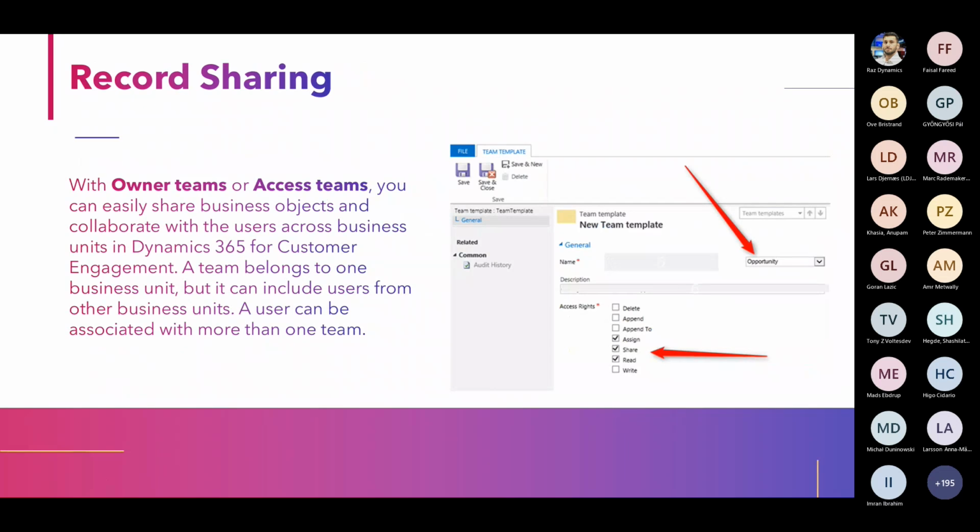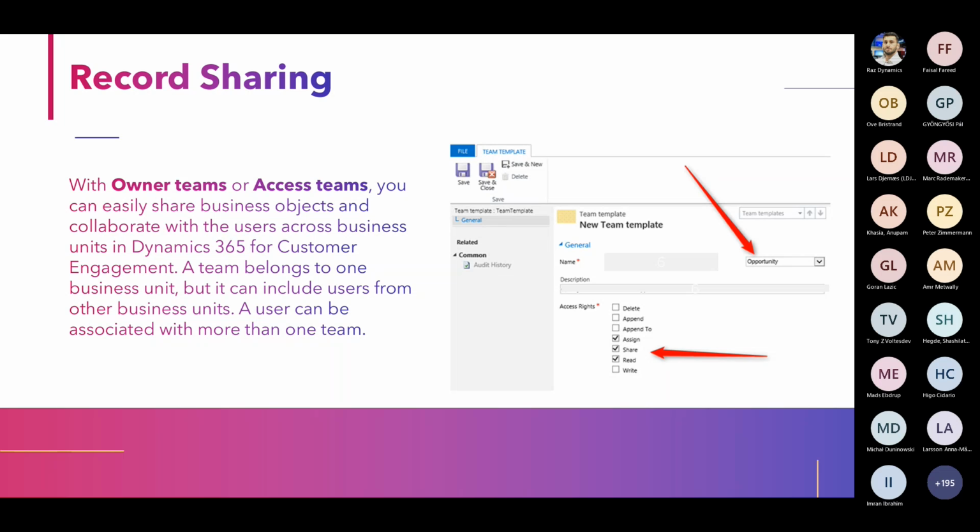And at last, there is one more concept, record sharing. That is also part of security, because sometimes you want to share a particular record. You are working in a team and you own a particular record that other users don't have access to, but you still want to share it with them, maybe for approval or review purposes. For that purpose, we have two types of teams available.